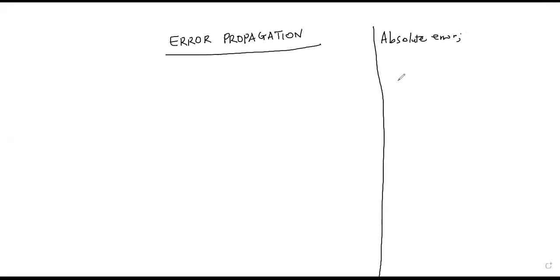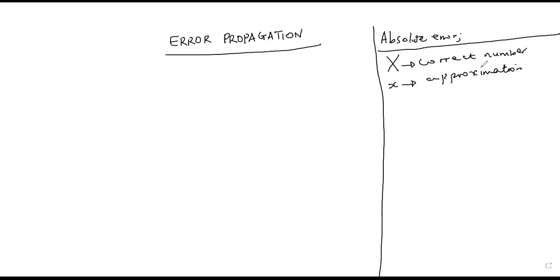Absolute error. When we say absolute error, if we suppose to have a correct number X, and then small x as its approximation, then its absolute error in this x is going to be denoted as delta x, and will be given by the magnitude of the correct number minus the approximate. So this is how we get absolute error.